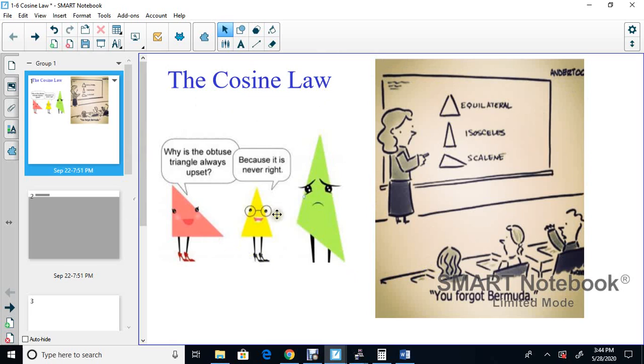So let's take a look at the first one. Why is the obtuse triangle always upset? Well, because it is never right. It's never right.